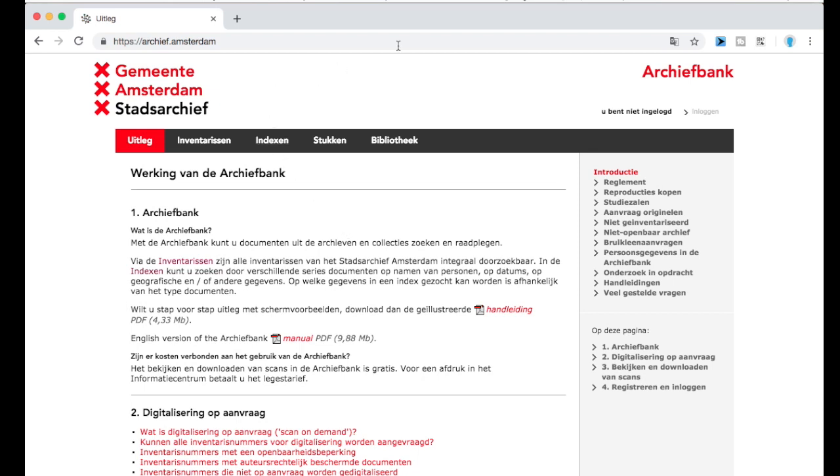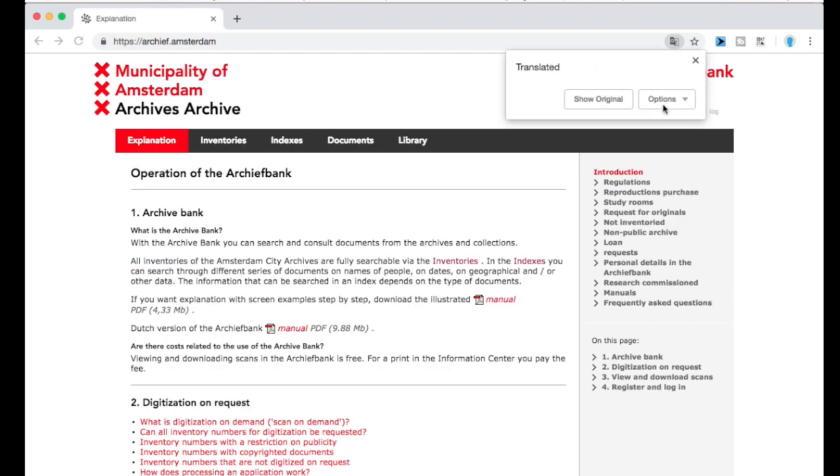So as you can see here, this is the front page of the website. It's Archief.Amsterdam. That's it, and then it brings you right here. It is in Dutch, and if you're like me and you use Google Chrome, you'll automatically have a Google Translate app, which should usually pop up right here, and you can click this and you can choose to translate the page. Sometimes for some people it'll automatically offer to translate the page for you.